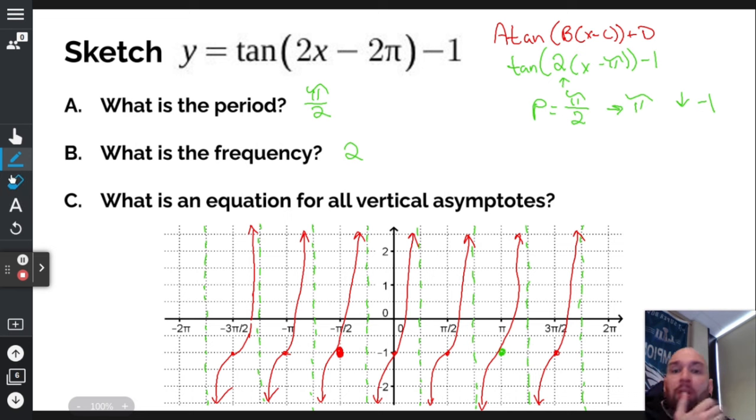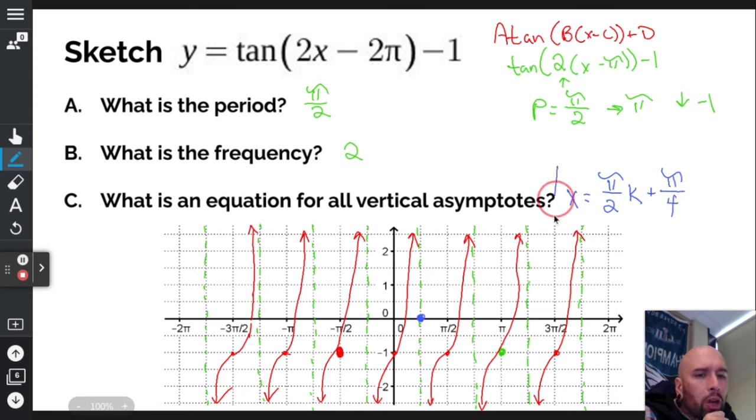Now, for the equation for all the vertical asymptotes, I could pick one vertical asymptote. Like, that's pi over 4, right there. So it's going to be a vertical line, x equals, and it's going to have a period of pi over 2. So what I can do is pick pi over 2 k and just add pi over 4. That should do the job.